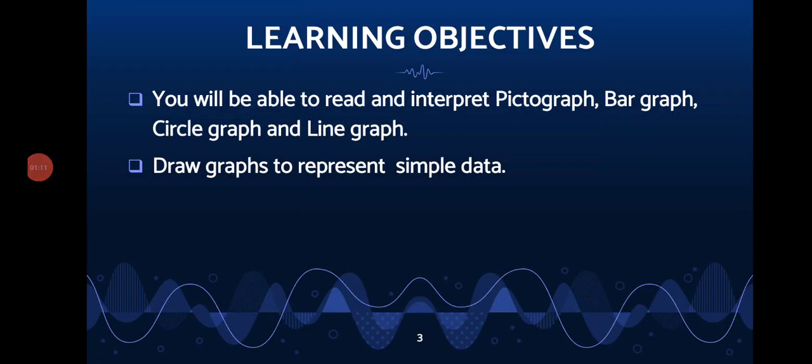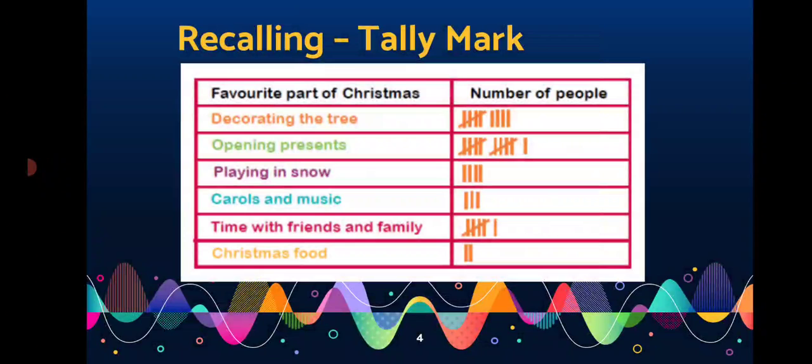So let's see what is the first topic. Before we start, it's a recalling. You have learned about tally marks in the last class, that is grade 4. So what is a tally mark? You get a group of information, you extract the data from it and you represent the data in the form of lines, that is tally marks. As you can see, the favorite part of Christmas is given, with the number of people. Each line represents number 1, and this particular group represents 5. After drawing 4 lines, you put a slash line which denotes 5.